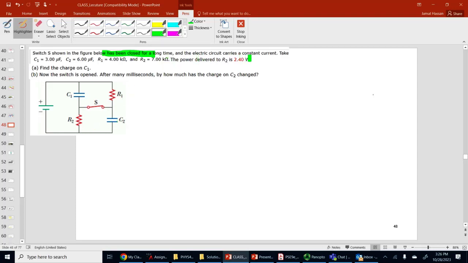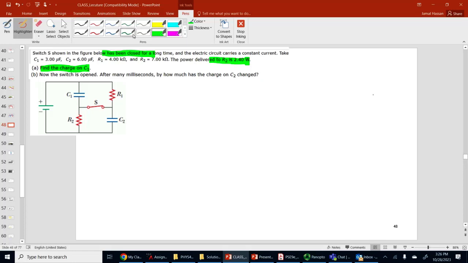An electric circuit carries a constant current, with C1, C2, R1, R2, so we have these values in kilo ohms and microfarads. The power delivered to R2 is equal to 2.4 watts. Find the charge on C1. Okay, and then it has another part. So let's do the first one.